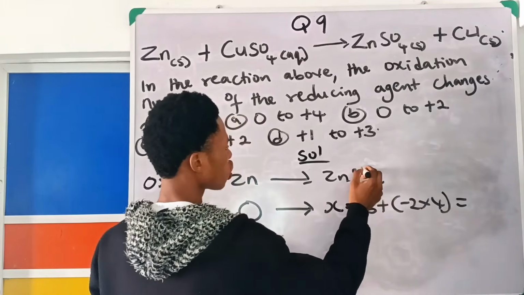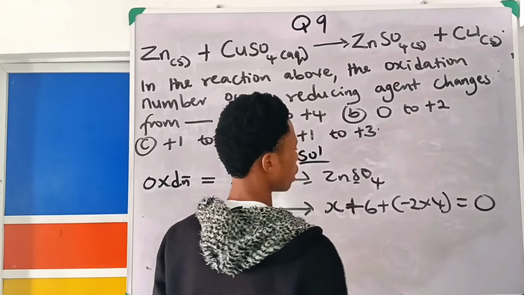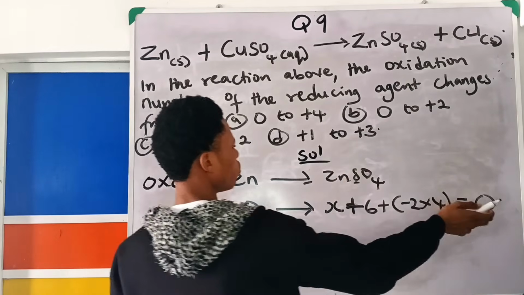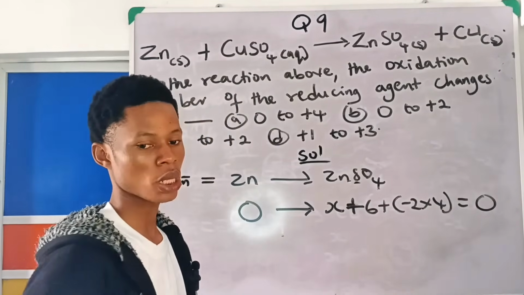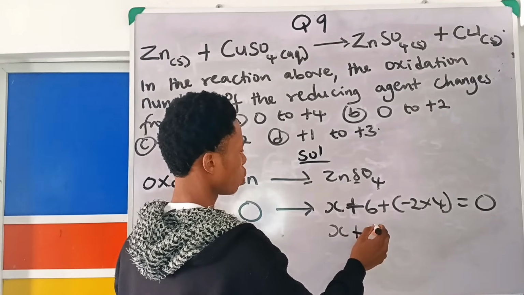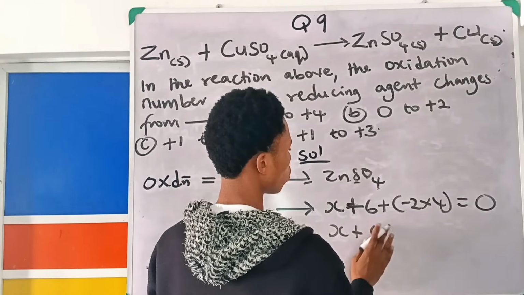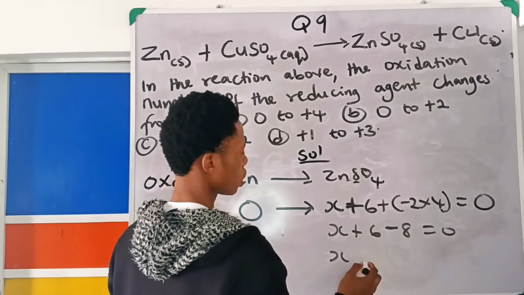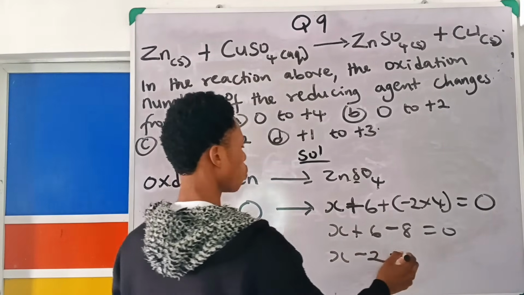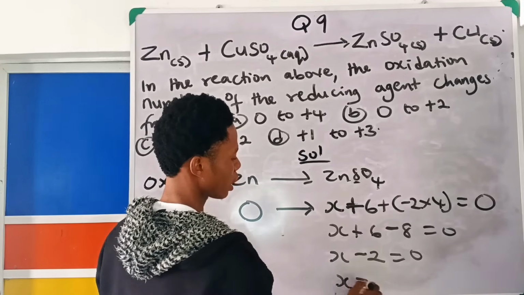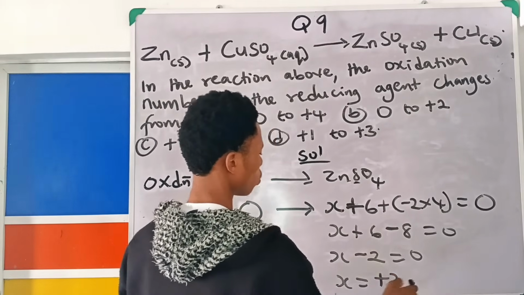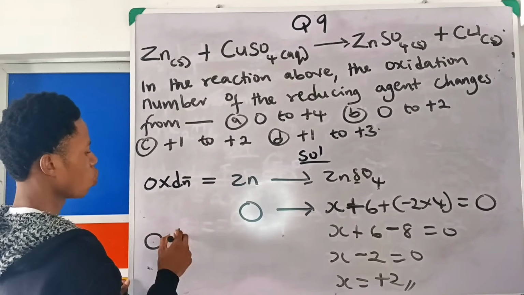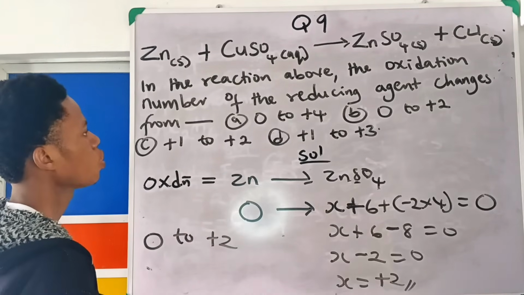Now equal to the net charge on this compound. You equate it here. Since there is no charge here, we say it's equal to 0. If there was a charge, let's say minus 2 here, you would have equated it to minus 2. But since there is no charge, we say it's 0. So here we'll be having x plus 6 plus minus 2 times 4 is what? Minus 8, right? Equal to 0. So x will be 6 minus 8, which is minus 2, equal to 0. So if I collect like terms, x is crossing over, so plus 2. So you see that the oxidation number of the reducing agent is moving from 0 to what? To plus 2. 0 to plus 2.